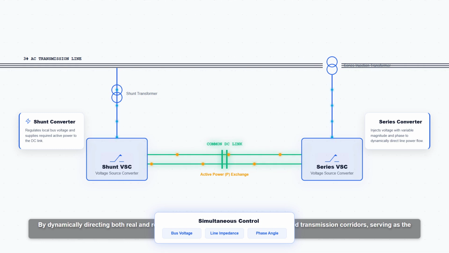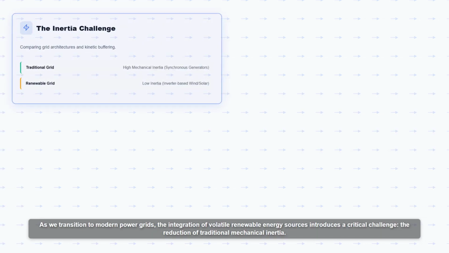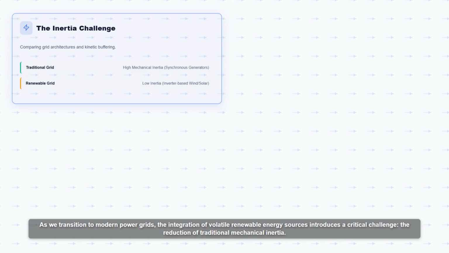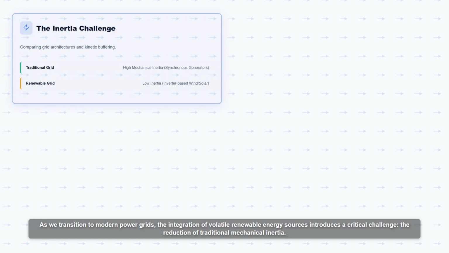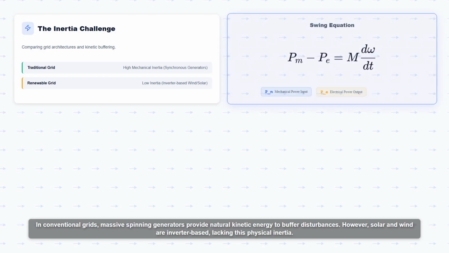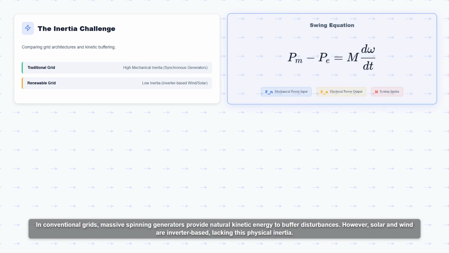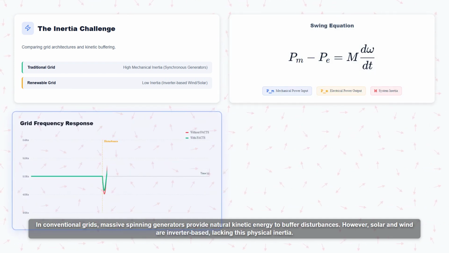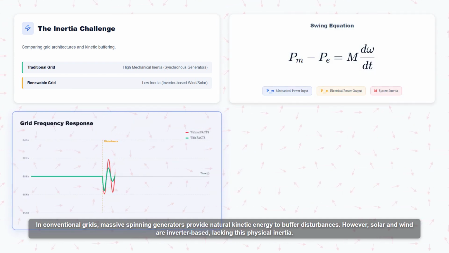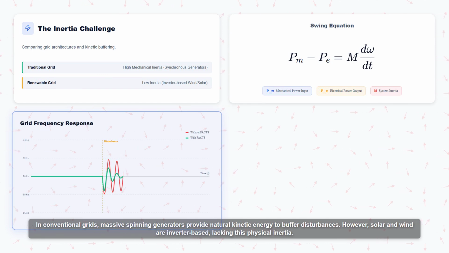As we transition to modern power grids, the integration of volatile, renewable energy sources introduces a critical challenge: the reduction of traditional mechanical inertia. In conventional grids, massive spinning generators provide natural kinetic energy to buffer disturbances. However, solar and wind are inverter based, lacking this physical inertia.